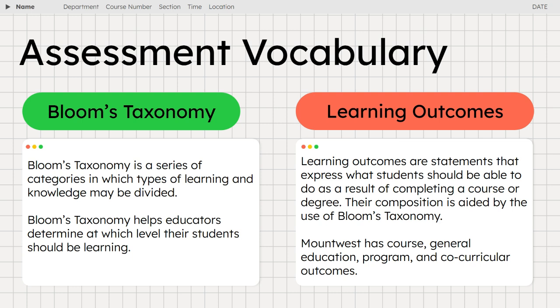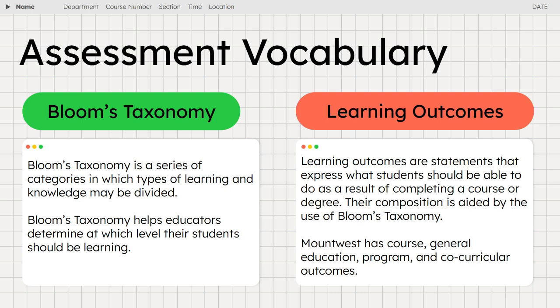Next is our learning outcomes, and these are statements that express what students should be able to do as a result of completing a course or degree. Their composition is aided by the use of Bloom's taxonomy. Mount West has course, general education, program, and co-curricular outcomes. Outcomes, very similar to the outcomes associated with this session today, are how we assess these courses.